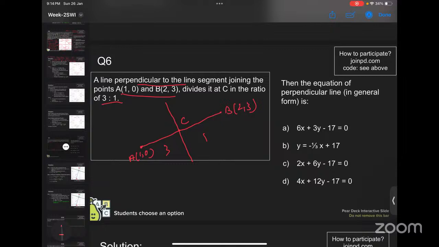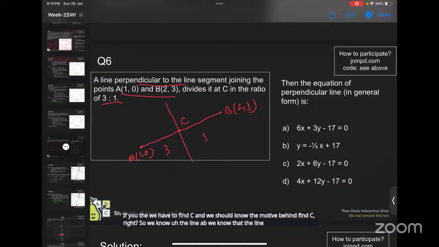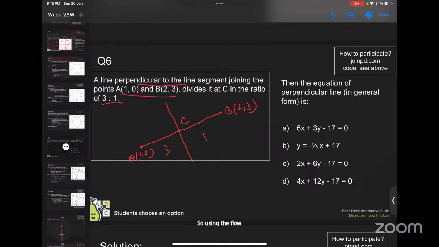So the first thing is we have to find C, and we should know the motive behind finding C, right? We know the line AB, and the line which we have to calculate is perpendicular to the line AB. That means the slope will be equal to -1 over the slope of the line AB, right? So we can have the slope of the required line. Secondly, if you can calculate the point C, then you will get a point which is on the line. So if you have the slope and 1 point on the line, then using these 2 things, you can calculate the equation of the line, right? That is the motive behind finding the coordinate of C.